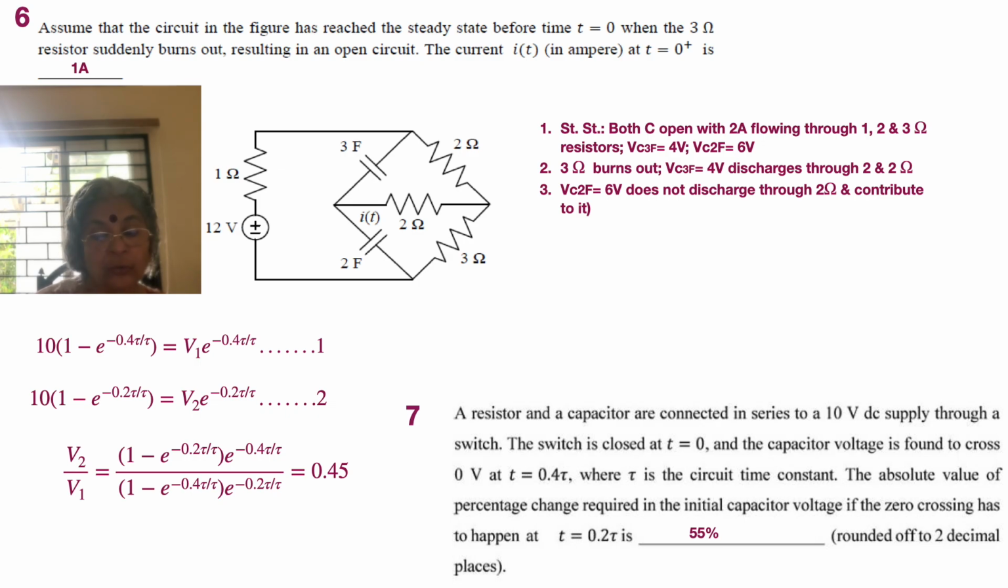Okay, what is tau? All those things are going to be important. Tau is the circuit time constant. We need the absolute value of the percentage change required in the initial capacitor voltage. So there was an initial capacitor voltage. Now it needs to change if the zero crossing has to happen at t equal to 0.2 tau.